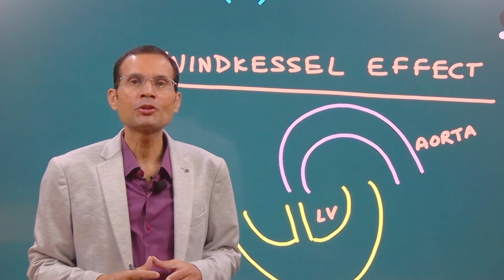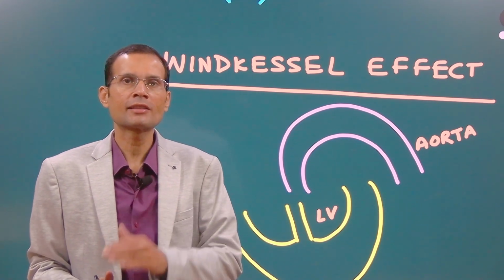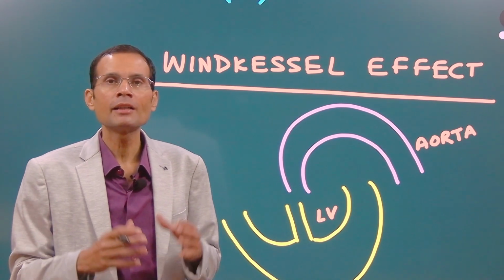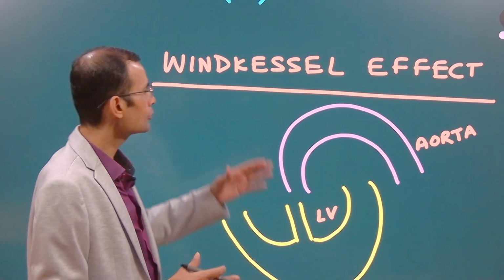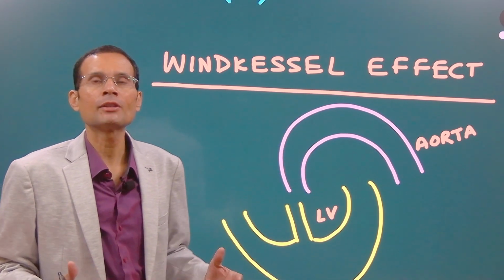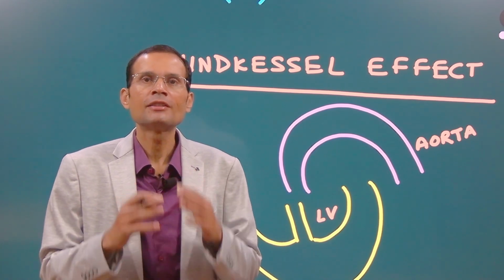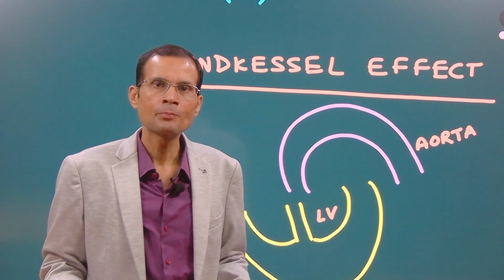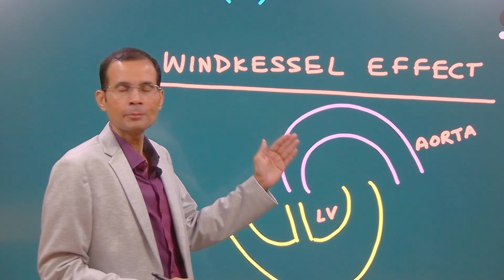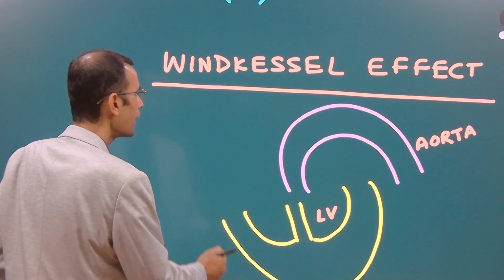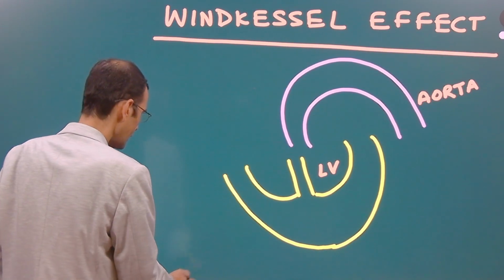This particular MCQ was related to the Windkessel effect. Now Windkessel is a kind of a pump reservoir, but in physiology and medicine it is used for certain blood vessels. Aorta and large arteries show the Windkessel effect, and therefore those vessels are called Windkessel vessels. Let's understand what this Windkessel effect is.